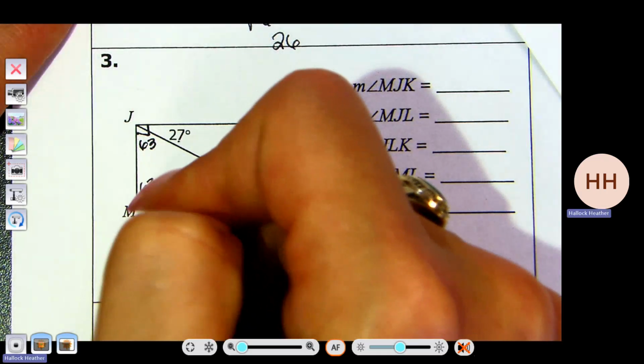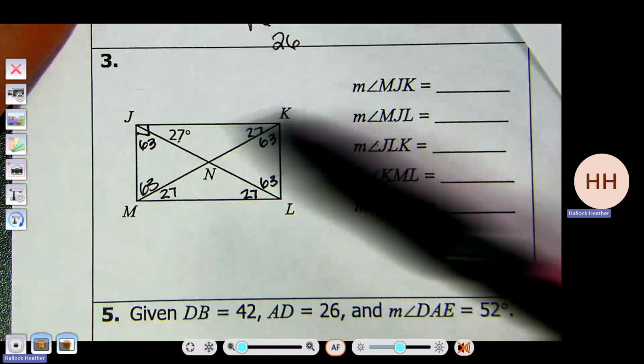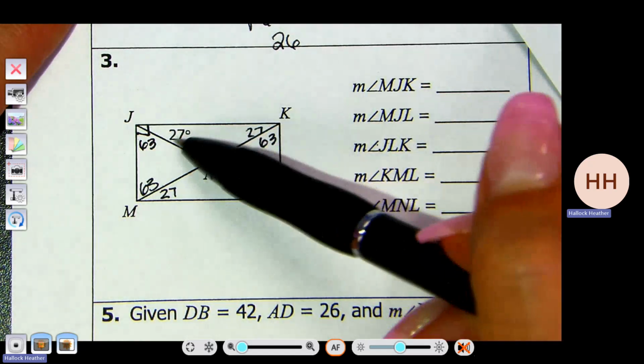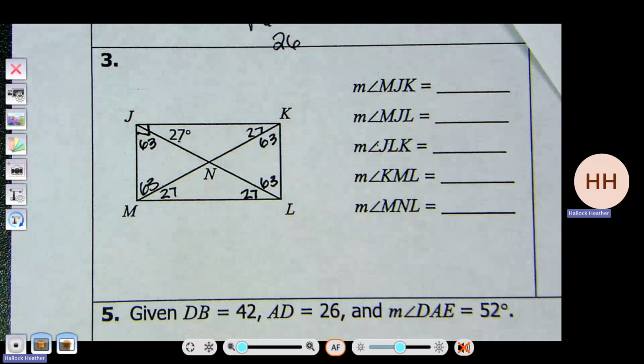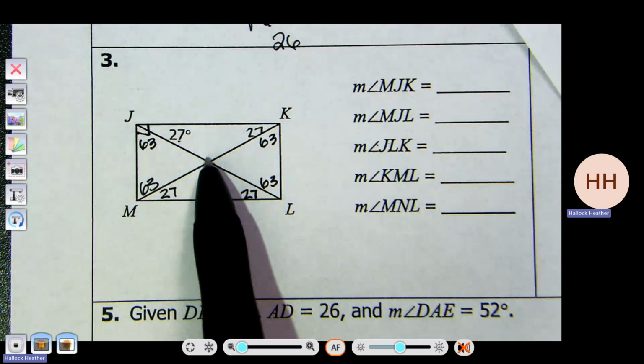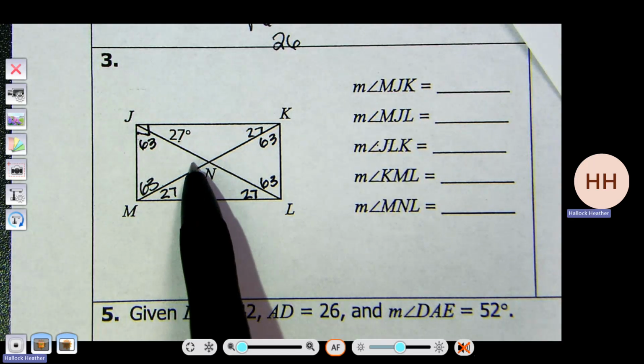Good, because you also technically have isosceles triangles over here. You also have isosceles triangle, isosceles triangle, isosceles triangle. Now we have to find all the angles where n is. So somebody with a big brain, how could I figure out, let's talk about this one right here. How could I find that angle right there next to n?